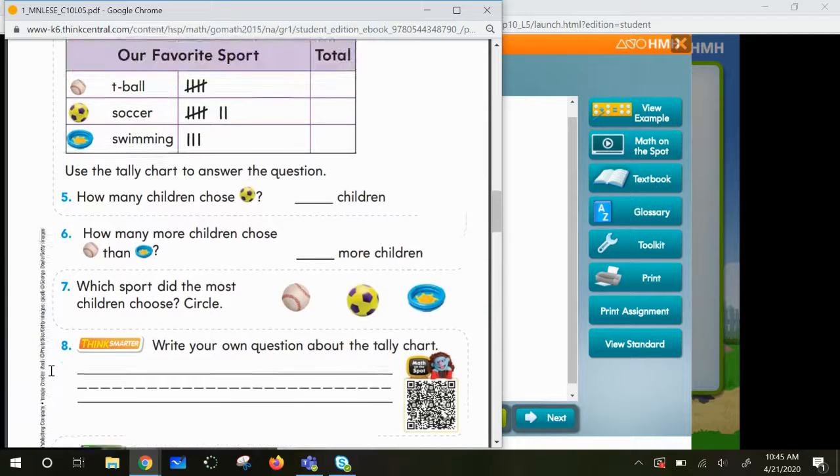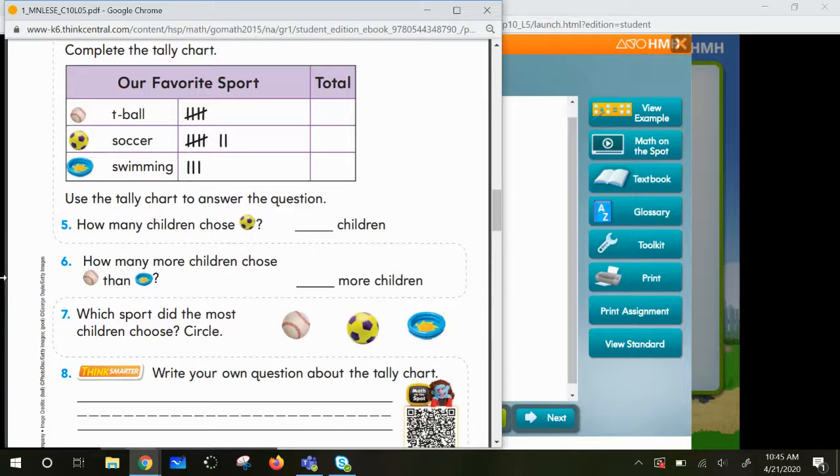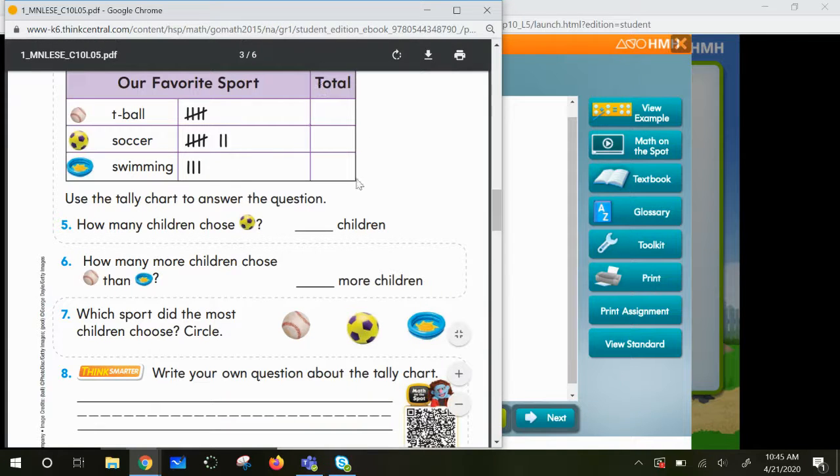To page 601, our favorite sport. Kids have been asked what their favorite sport was, documented down, so finish the total amount. Let me see how you would finish this tally chart. Then use the tally chart information to solve the questions below. How many children chose soccer?